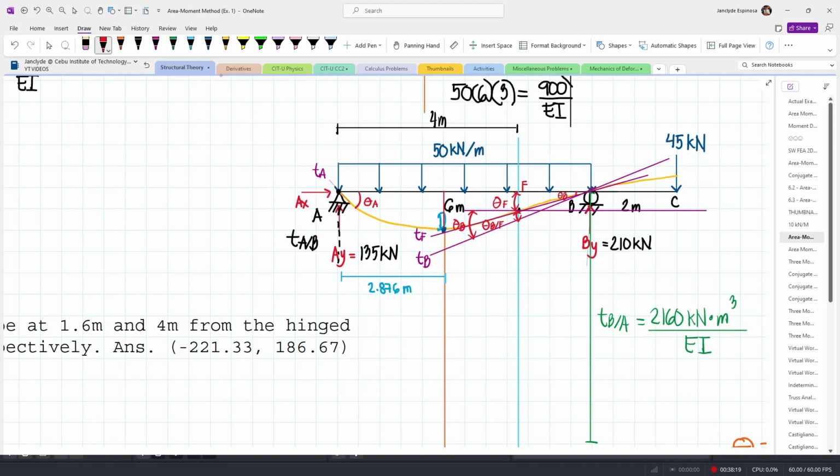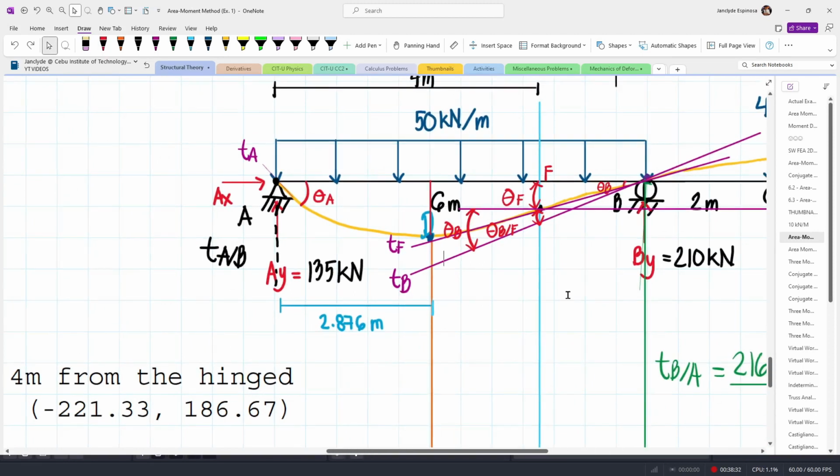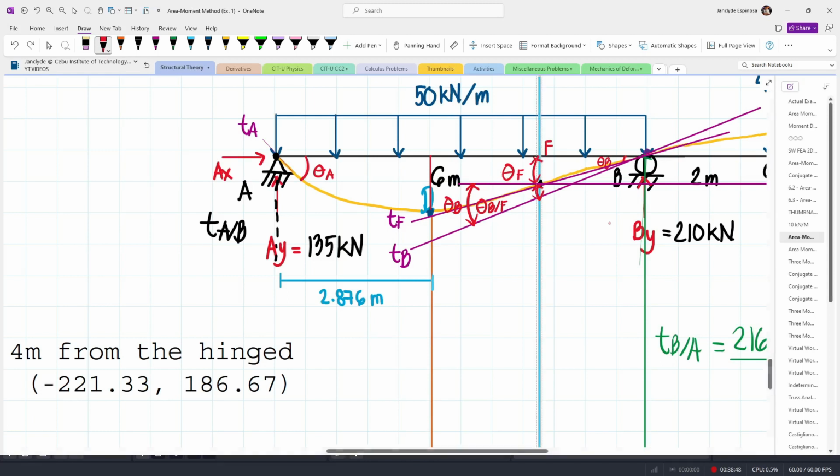And so forming our equation, if this is the slope at F, then diba, let's just move this one. Since this is with respect to the horizontal, then from this point up to the tangent at F, this is still the slope of F. And then again, the change in slope between tangent F and tangent B, that's gonna be the slope of B with respect to F, which is also this angle. So forming our equation, we have the slope at B, this one, equals the slope of F plus the slope of B with respect to F.